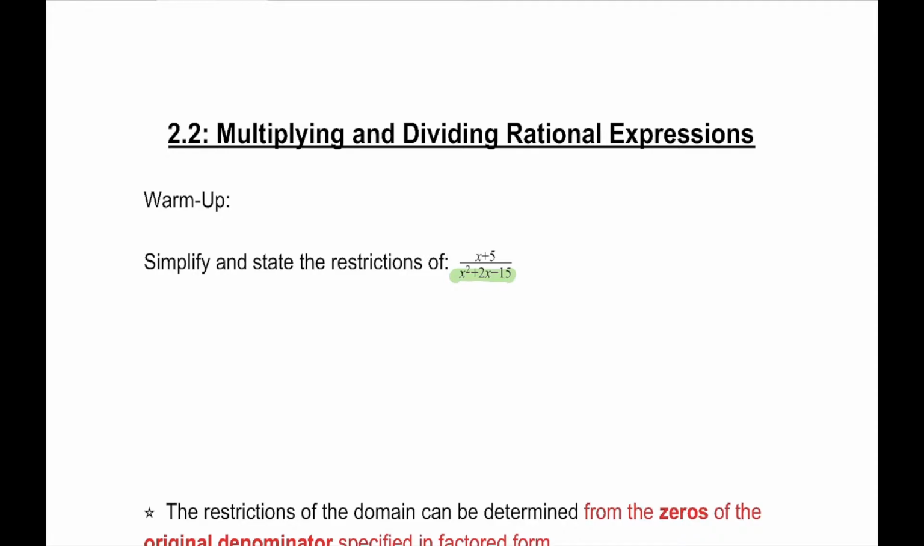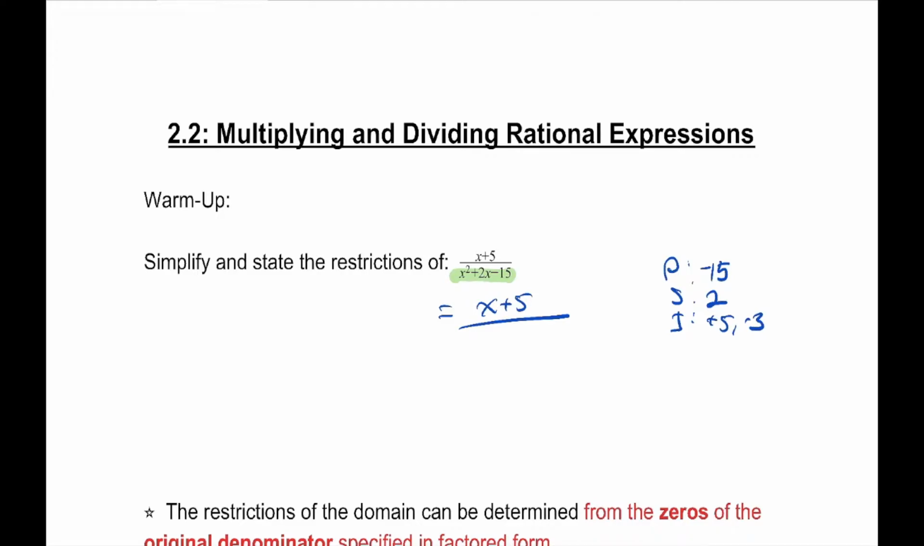So we need to factor the denominator in this case, because the numerator, we can't do much with it, so it's going to be x plus 5. And then to factor the denominator, we do product, sum, integer. So the product is going to be minus 15. The sum is going to be positive 2. And so the two numbers are going to be a positive 5 and a minus 3.